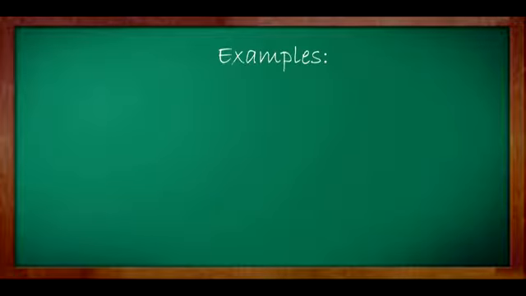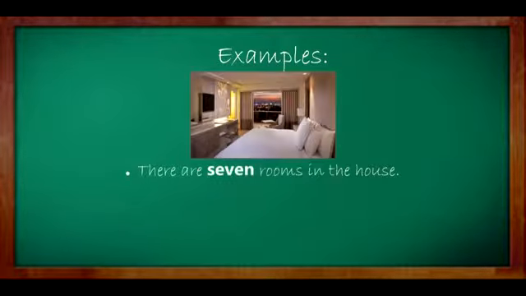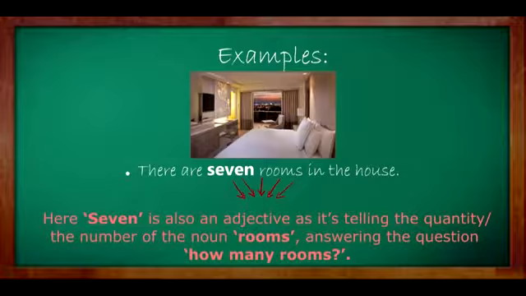Second example: there are 7 rooms in the house. Here, 7 is also an adjective as it's telling the quantity or the number of the noun rooms, answering the question, how many rooms?